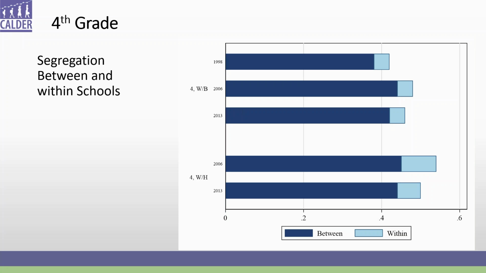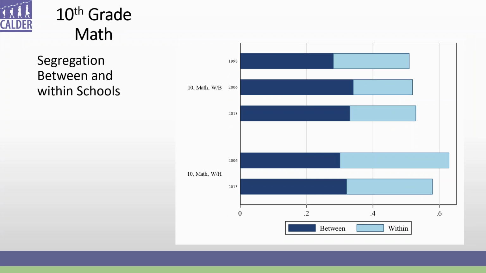You see at the fourth grade level, the dark blue, which is the between school segregation, is much bigger than the within. What does that mean? That means that within elementary schools in North Carolina, there's just not that much variation across the classrooms in a school. But if you go to 10th grade, man, you see a lot more within school segregation. This is 10th grade math. So that's one of the regularities of what we find.